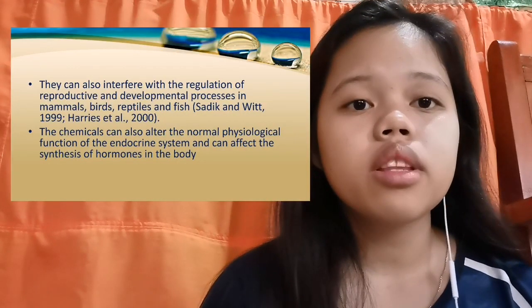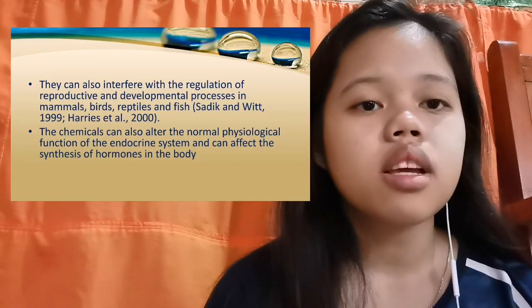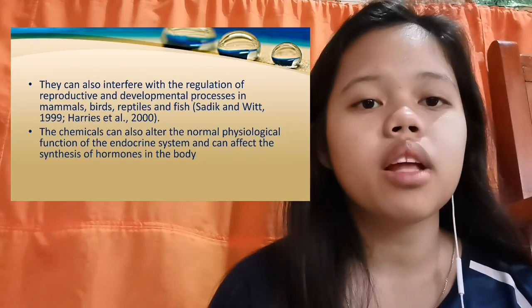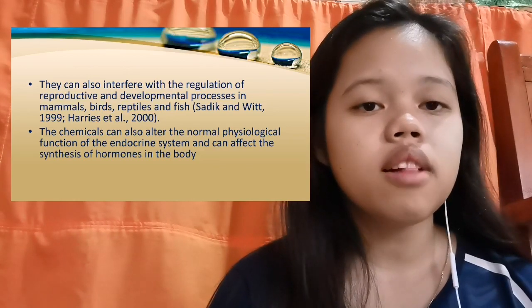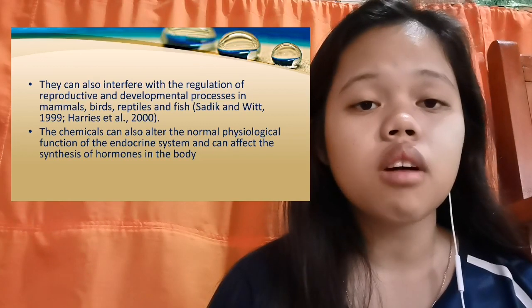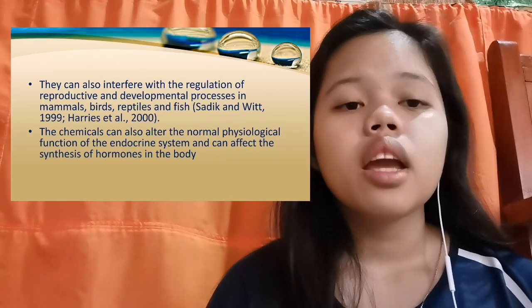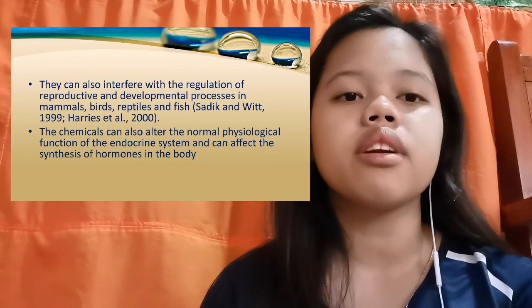They can also interfere with the regulation of reproductive and developmental processes in mammals, birds, reptiles, and fish. The chemicals can also alter the normal physiological function of the endocrine system and can affect the synthesis of hormones in the body. EDCs can also target tissues where the hormones exert their effect.